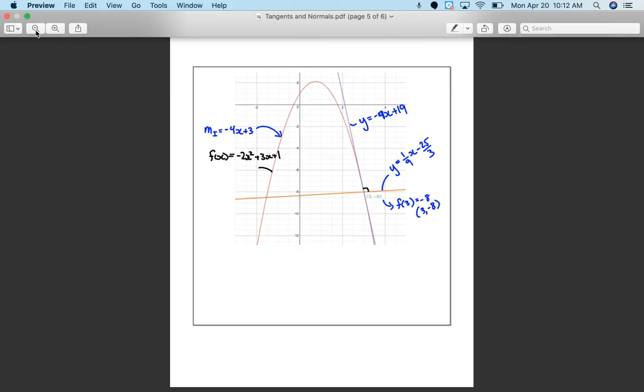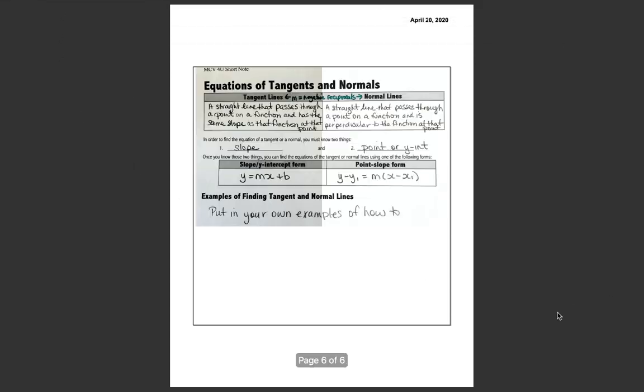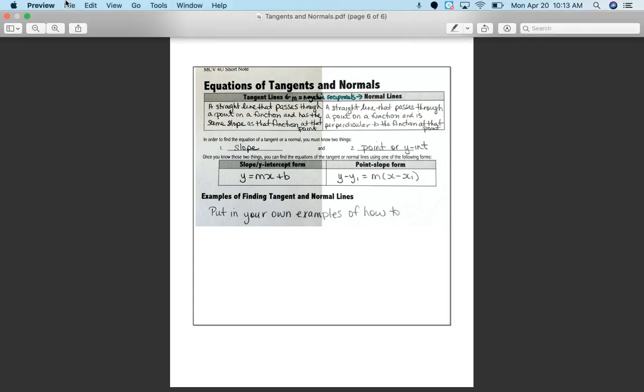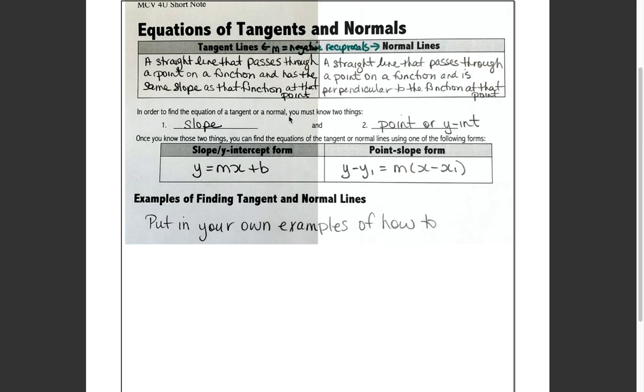Okay, so what I would like you to do now is to pull out your survival guides, find the sheet that is titled Equations of Tangents and Normals, and I'd like you to take a few minutes to fill in your survival guide for this. So first of all, just making sure that you have defined what a tangent line is and what a normal line is. So this is kind of what I would write here. And I would also make sure that I put on there, just to remind myself, that the slopes are going to be negative reciprocals of each other.